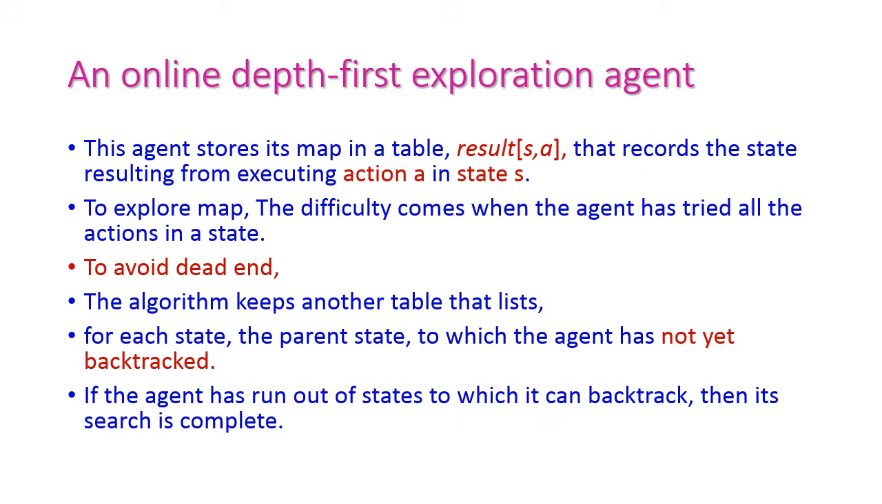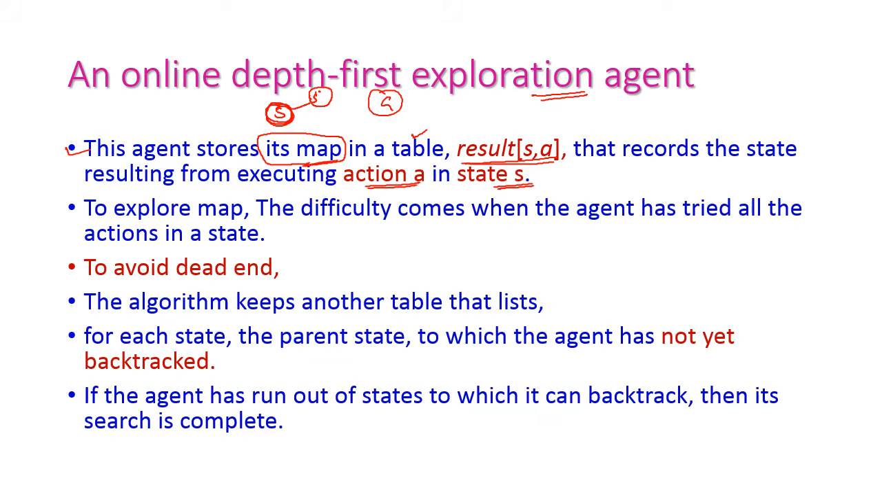Online depth first exploration agent. Here the agent stores its map. That map is used to find the path from the starting state to the goal state. To explore this particular map, the agent maintains a table called the result table. Here it records the state resulting from executing action A in state S. So suppose it performs any action in this particular state, the state it reaches is S dash. This S dash will be stored in the table, right?